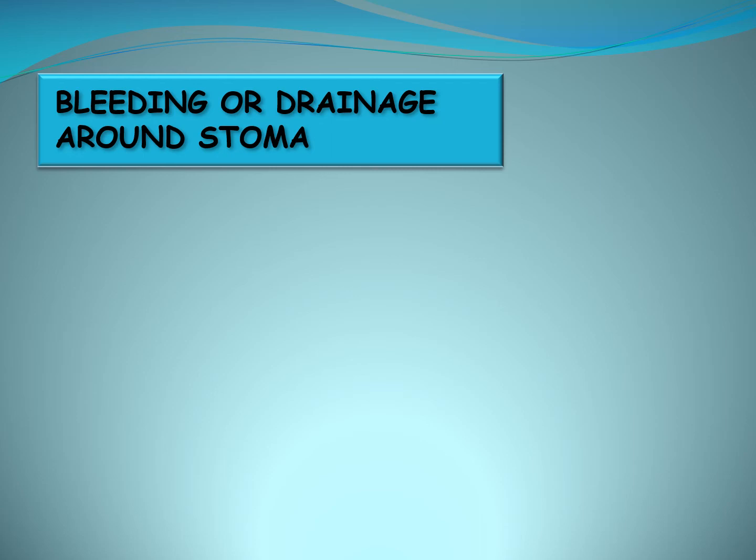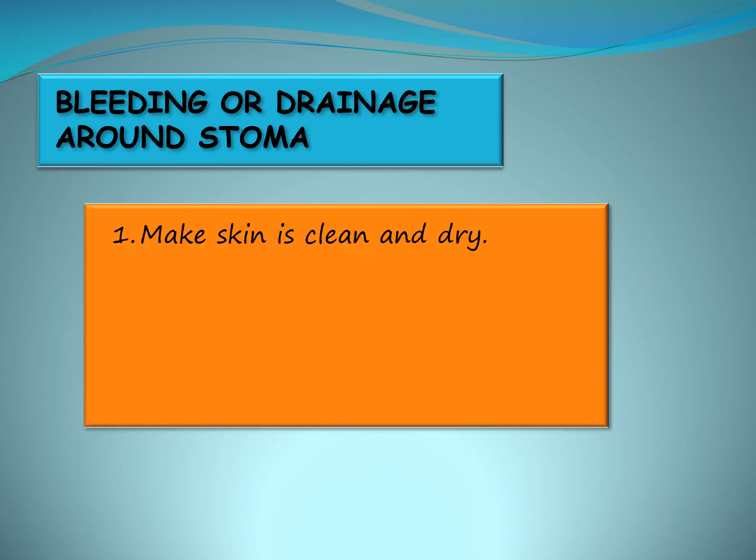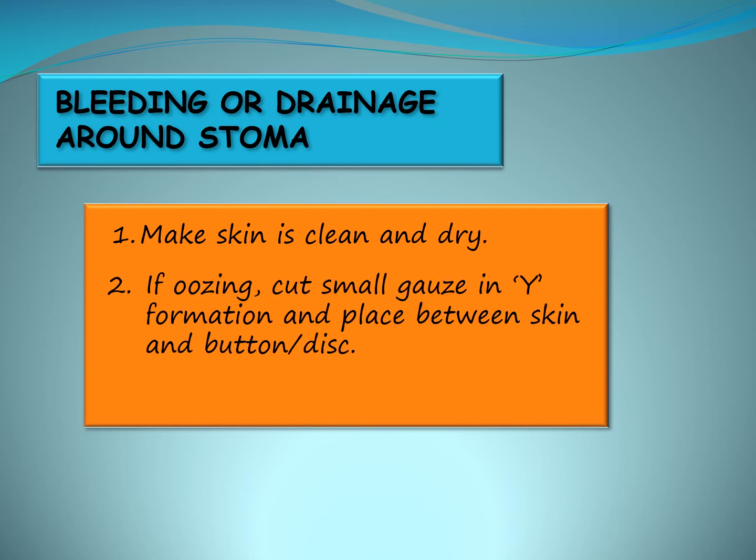If there is bleeding or drainage around the stoma, make sure the skin is clean and dry. If there is a lot of oozing, cut a small gauze in a Y formation and place between the skin and button or disc. Call the parent.